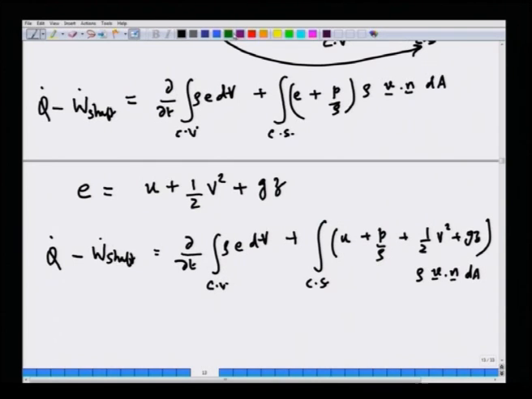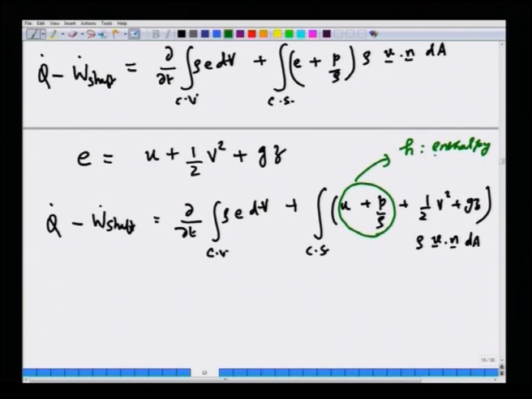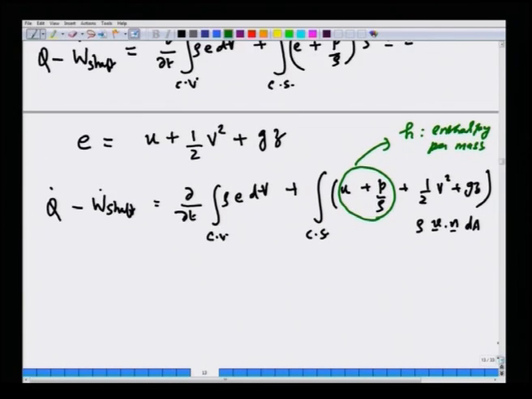Now, in thermodynamics, this quantity, U plus P by rho, is called the specific enthalpy, enthalpy per unit mass of the fluid. But that is in thermodynamics. In fluid mechanics, we normally do not do this for a specific reason. So, I will come to that in a minute.